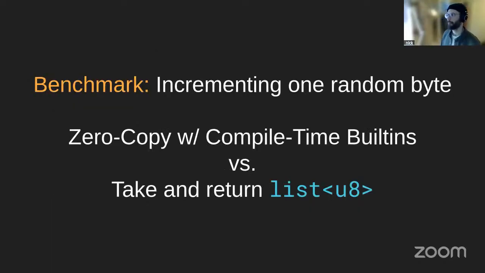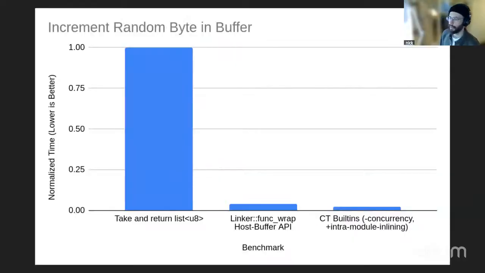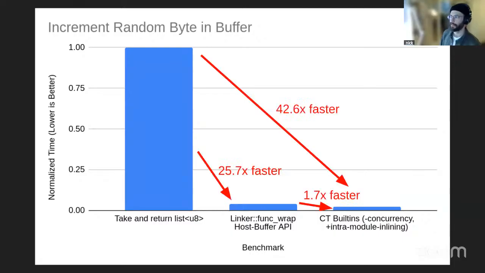But what if we're not touching every single byte in the buffer, which is the use case for when you don't want to copy, right? It's like, I'm just going to do a little bit of something here or a little bit of something there. So here we're going to benchmark incrementing 1 random byte in the buffer using the zero copy approach with compile time built-ins versus taking and returning a list of U8. And so taking and returning a list of U8 is the benchmark, the normalized version here.